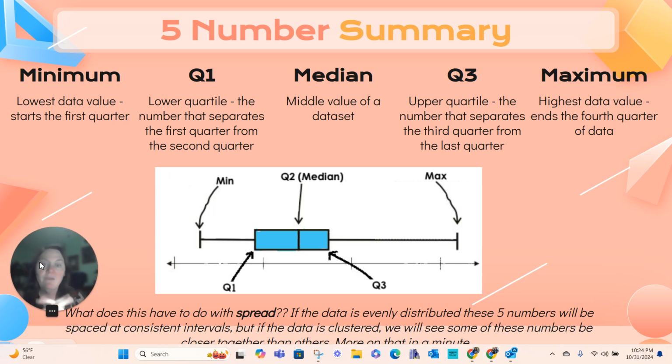Okay? So what does this have to do with spread? Because we start talking about the spread of our data. Well, if this data was evenly distributed, then these 5 numbers would show us consistent intervals on the graph. Okay? But if the data is clustered, or as you can see here, not evenly spread, this one's not quite evenly spread. It's not too bad, but it's not very even. Okay, then if we have some sections where these numbers are closer to each other than others, like right here, we see Q2 and Q3 are much closer than Q3 and the maximum. Okay, then we could see that we have some kind of a spread. More on that in just a second.